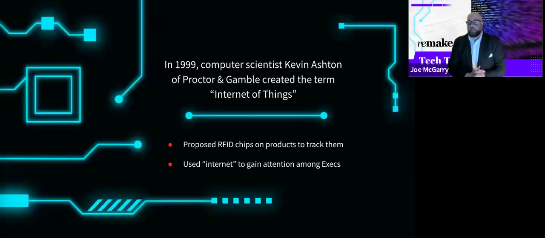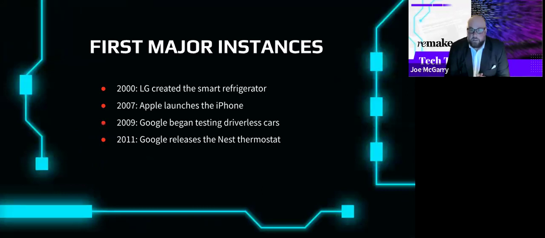We've got computer scientist Kevin Ashton of Procter & Gamble. He's credited with coining the term the Internet of Things. He proposed using radio frequency identification chips on products to track them. He merely used the term internet because of the buzzword, and he knew it would grab the attention of the executives. So let's talk about some of the first major instances of the Internet of Things that we've seen. LG created the first smart fridge. Apple launches the iPhone. Google begins testing driverless cars, and then it releases the Nest thermostat.